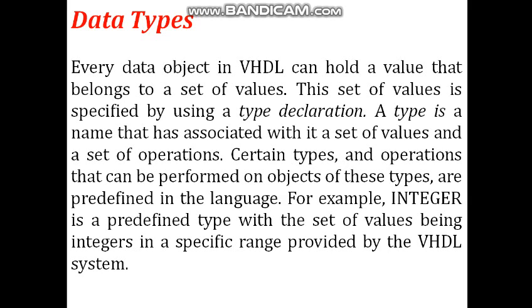A type is a name that has associated with it a set of values and a set of operations. Certain types, and certain operations that can be performed on objects of these types, are predefined in the language. For example, integer is a predefined type with a set of values being integers in the specific range provided by the VHDL system. The minimum range that must be provided is minus 2 raised to the power 31 minus 1 through plus 2 raised to the power 31 minus 1.